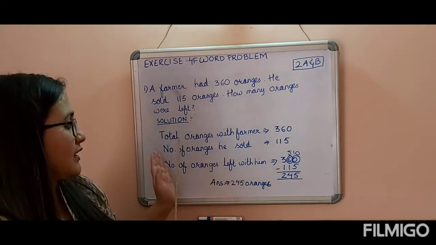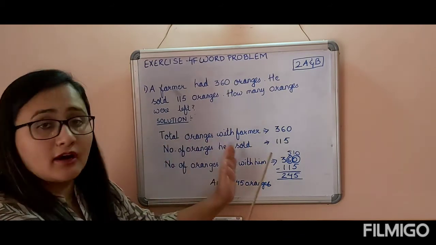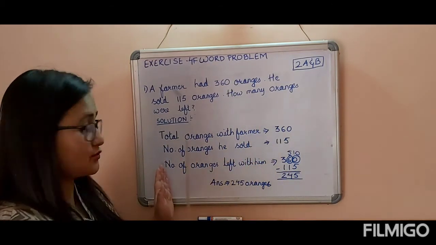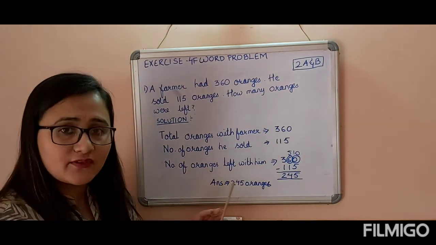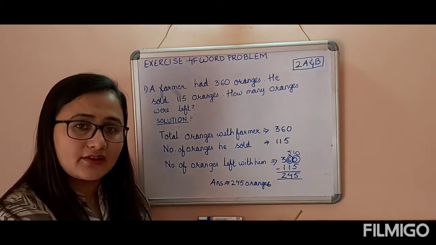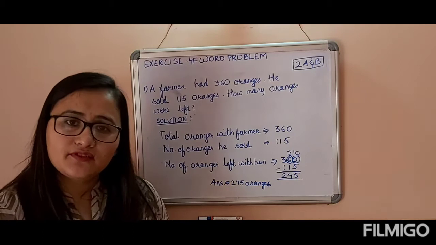So first you have to write the total, then you write the amount of oranges he sold. Then lastly you have to write down the number of oranges left with him. So when we subtracted, we got the answer. Answer is, he is left with 245 oranges after selling 115 oranges.